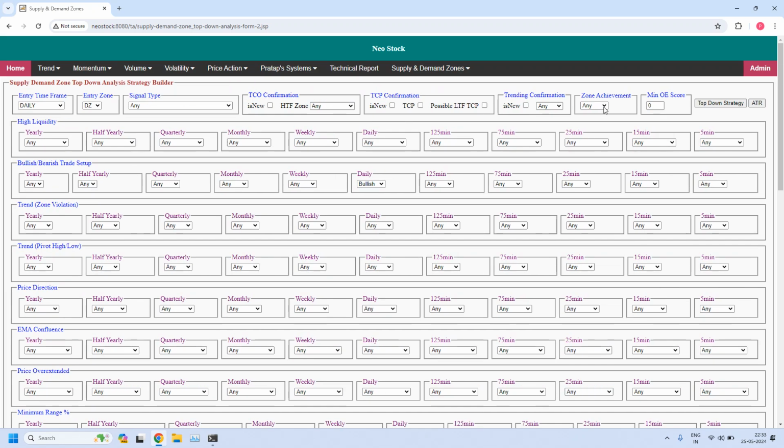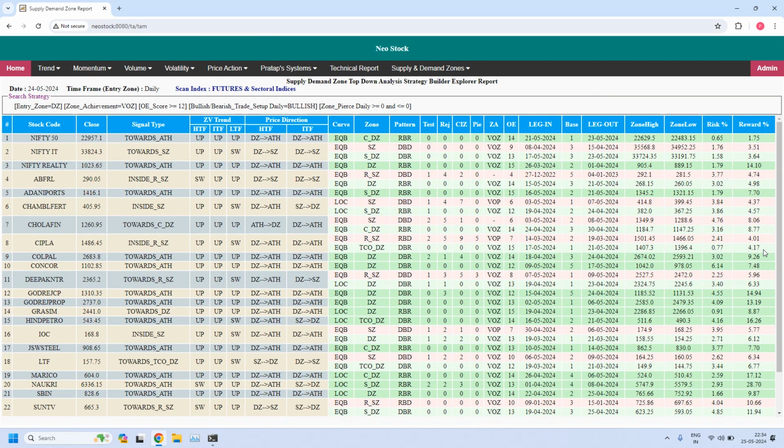And then the next parameter zone achievement, I am selecting the value VOZ, violated opposing zone. And the next parameter minimum odd enhancer score, the value should be 12. So with these filters, whatever the 3 filters we set, those 3 filters are applied to daily demand zone. And now filter the stocks.